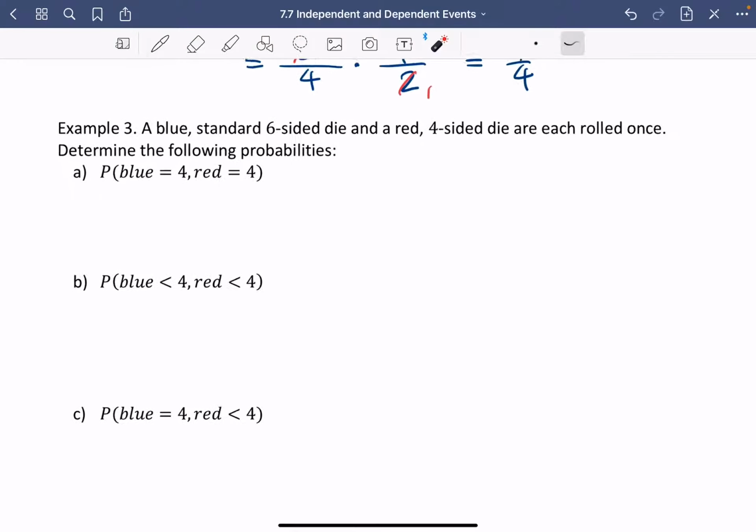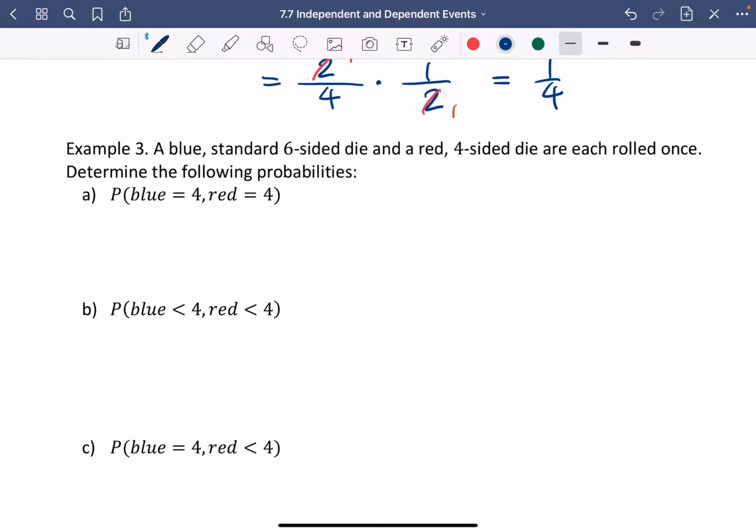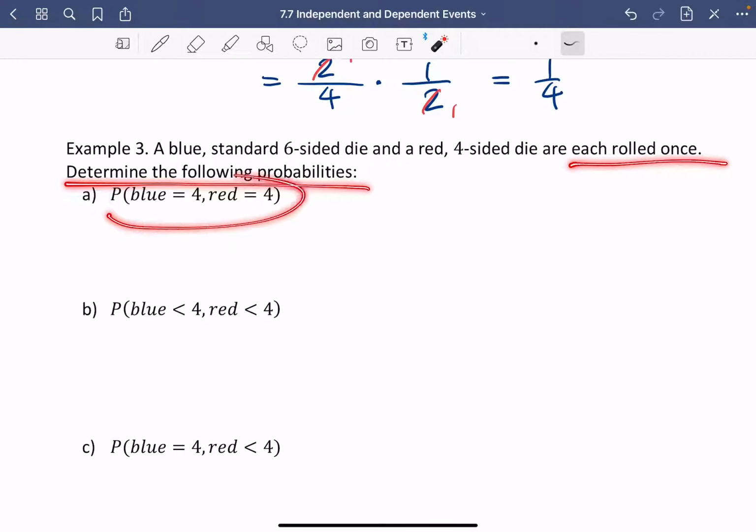Now the next question, let's just use the multiplication method for the next question. Okay, so the next, it says you have a blue standard 6-sided die, so 1, 2, 3, 4, 5, and 6 outcomes. And the red 4-sided die, so a red die is 1, 2, 3, 4 outcomes. Each are rolled once. Determine the following probabilities.